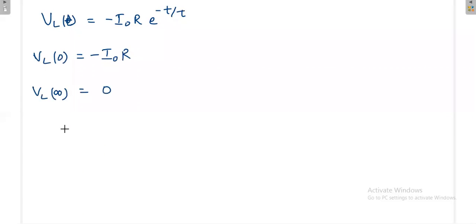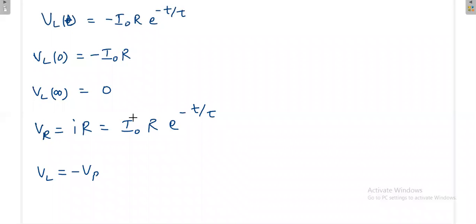Then what is the voltage across the resistance? The voltage across the resistance is simply I into R. Then what is the value of I? That is I naught e power minus t by tau, so the voltage is I naught R e power minus t by tau. So finally the voltage across the inductor is the negative of the voltage across the resistor, because we took it like this.